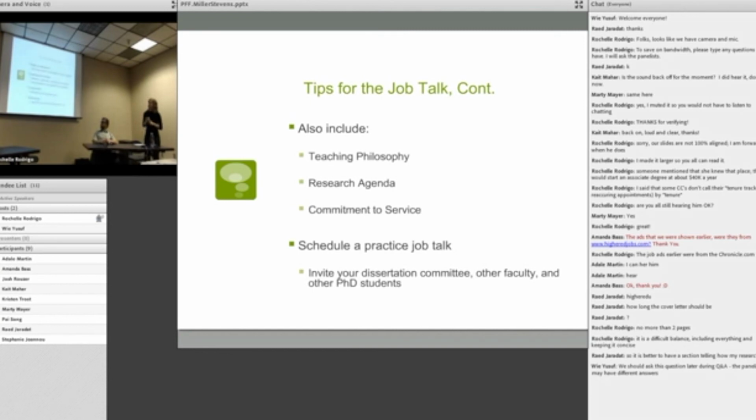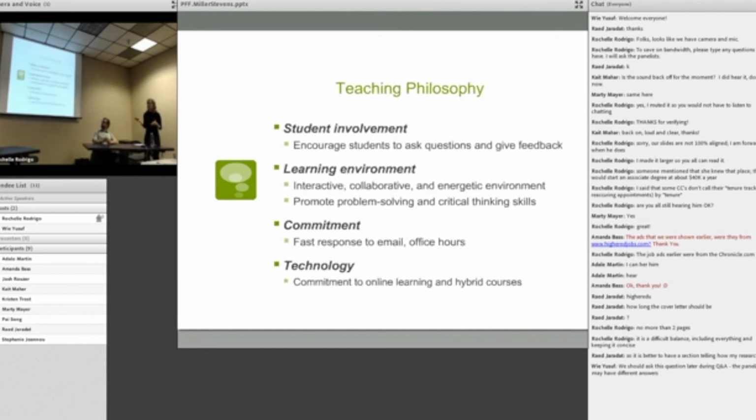Okay, this is just an example of what a teaching philosophy slide might look like. It's hard to put this together because your teaching philosophy is something in writing that you can put together many thoughts that sound really good together, and it's hard to often transfer that into a slide.